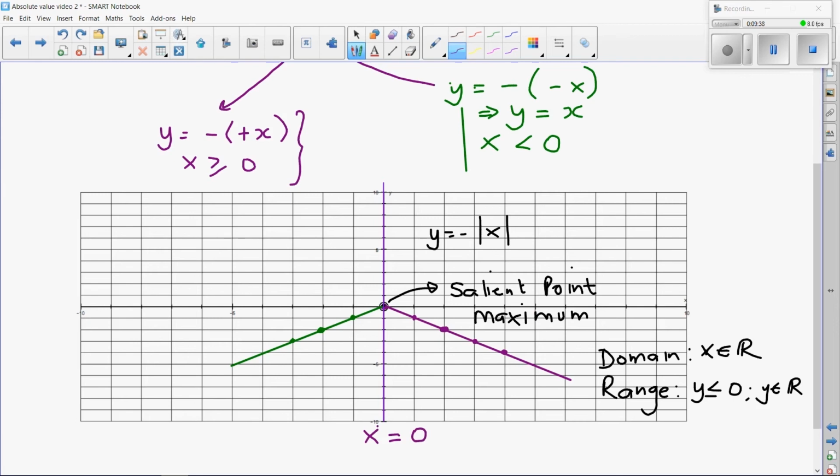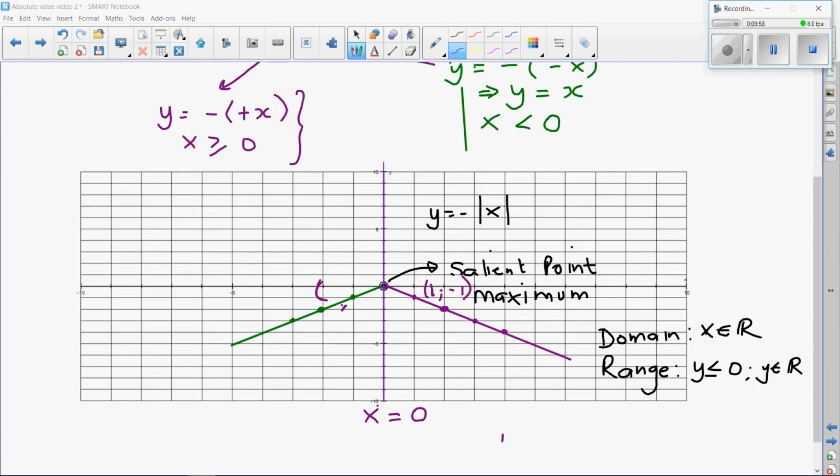And looking at, let's just take 1 point. So here I have x is 1 and y is negative 1. Then if I look at the point on the left hand side of the axis of symmetry, I have x is negative 1 and y is negative 1.